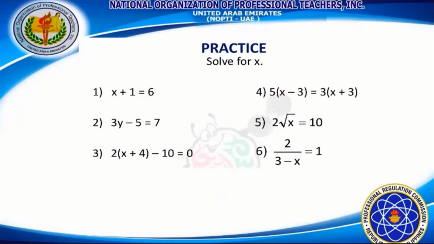Nagugutom na ba kayo? Okay, break for 5 minutes. Kasi meron pa tayong geo and probability statistics. Okay, practice yun na lang mga ito. Solve for x naman. Factoring, solve for x. Okay, we'll do that later. 5 to 10 minutes break. Bumalik ha, baka mamaya hindi kayo bumalik.